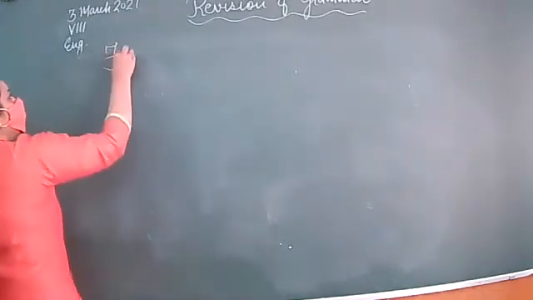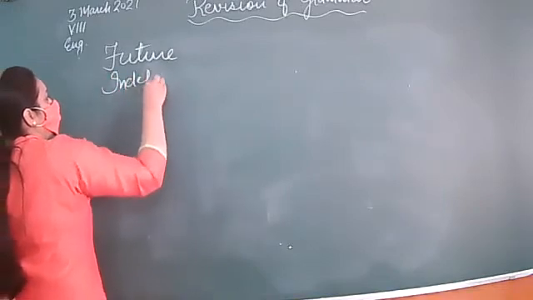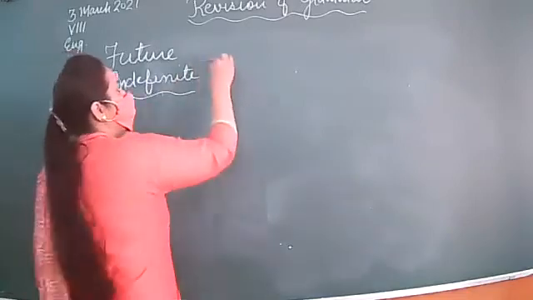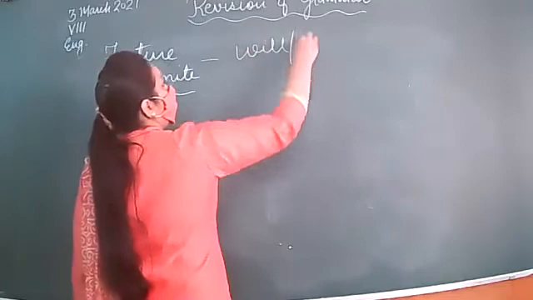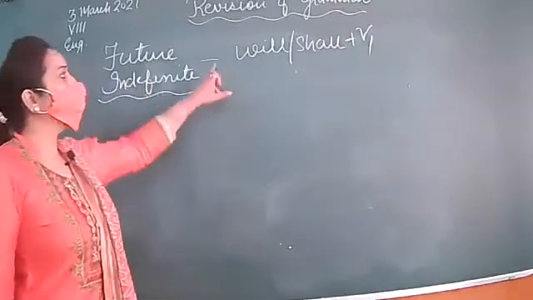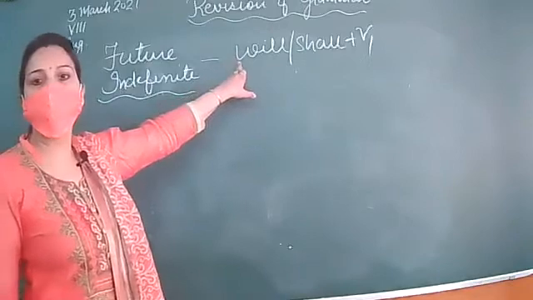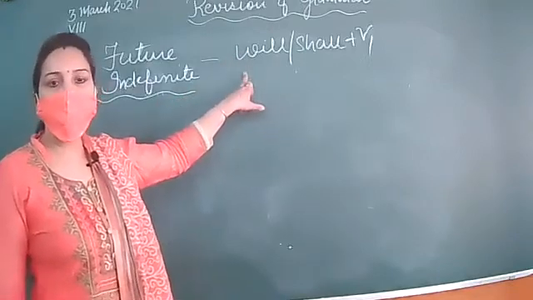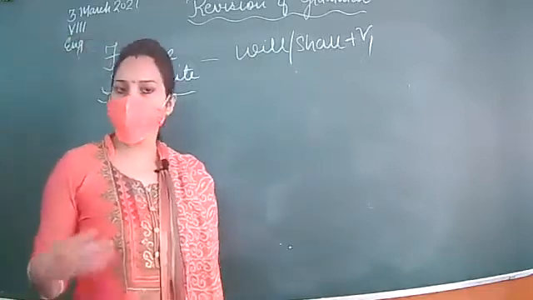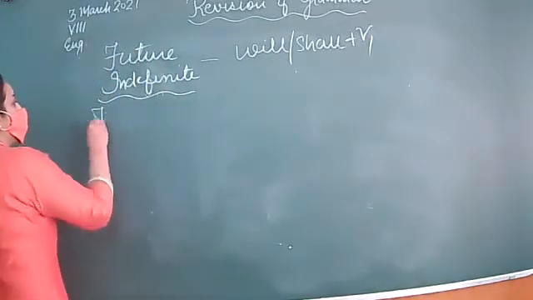In future indefinite tense, you will be using will or shall plus verb first form. With I and we, shall; with he, she, it, singular, we will be using will. And with not, will or shall plus not. When it is interrogative, will and shall come in the beginning. For example, I shall wait for you, I shall not wait for you, shall I wait for you? Clear?